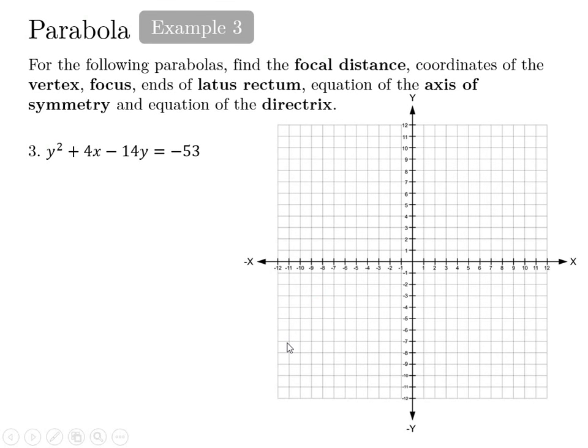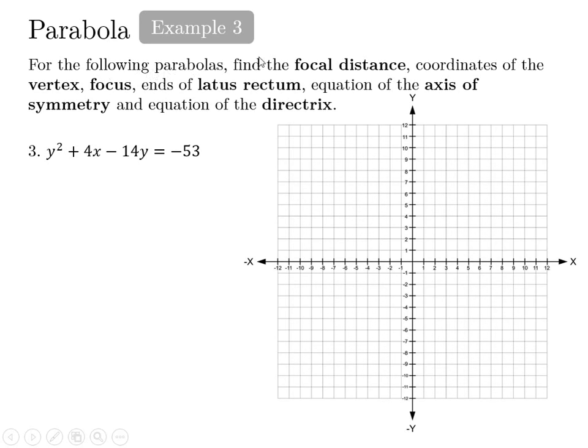Okay, for example 3, we have y squared plus 4x minus 14y equals minus 53. Our equation is written in standard form. So, ito yung example na naka-standard form pa. So, of course, we need to transform this to general form. So, we need to transform this to standard form para mas madaming information tayong makuha.